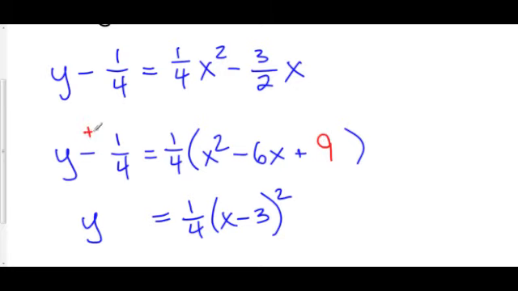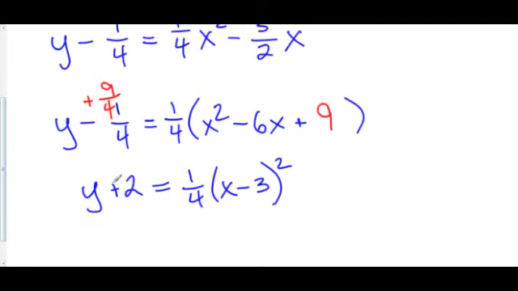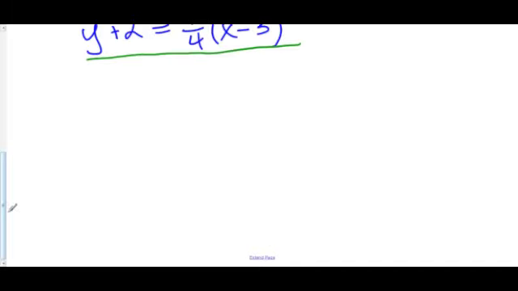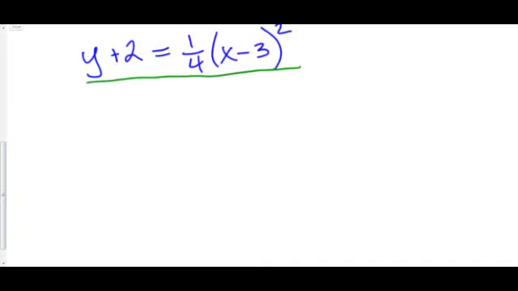And therefore we have to add that to the left-hand side as well, which actually turns out pretty nice because 9 over 4 minus 1 over 4 is positive 8 over 4, which is 2. So we have y plus 2 equals 1/4 times x minus 3 squared. So here is our parabola in vertex form. Now we have our vertex. It's 3 comma negative 2. That's done. And let's figure out what the focus and directrix are going to be.